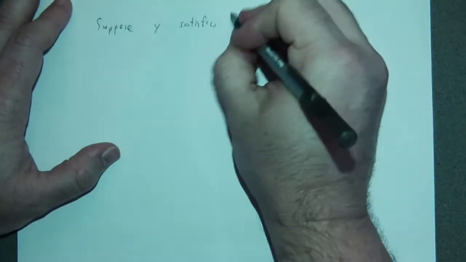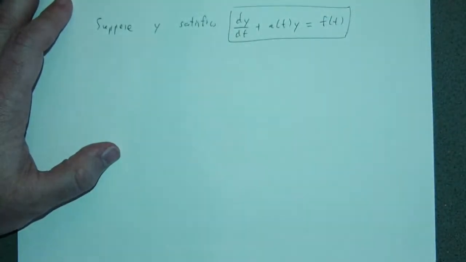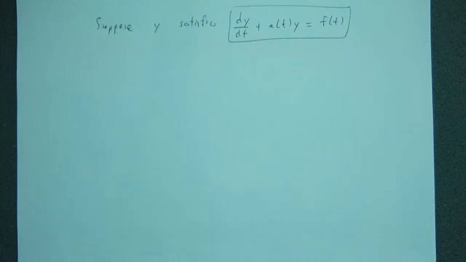Right? And when I mean it satisfies this, it means it satisfies it for all t. Now, for right now, we're not too worried about where this differential equation is satisfied. We're just going to say everywhere.